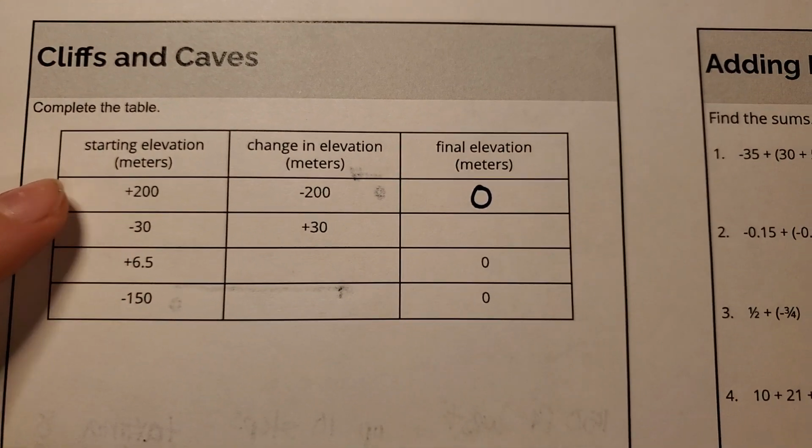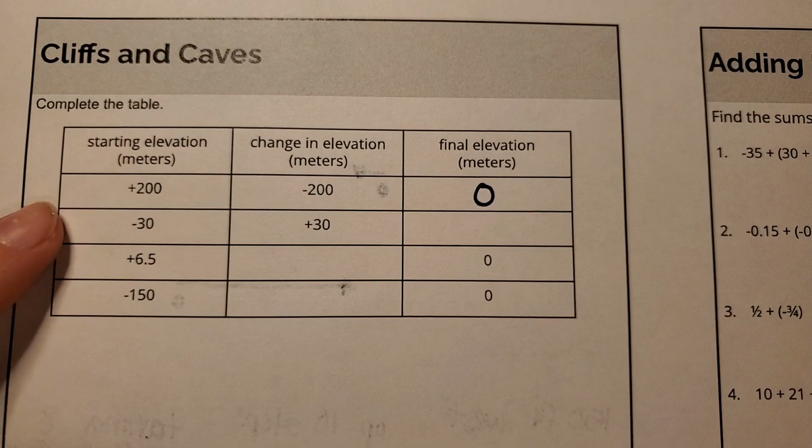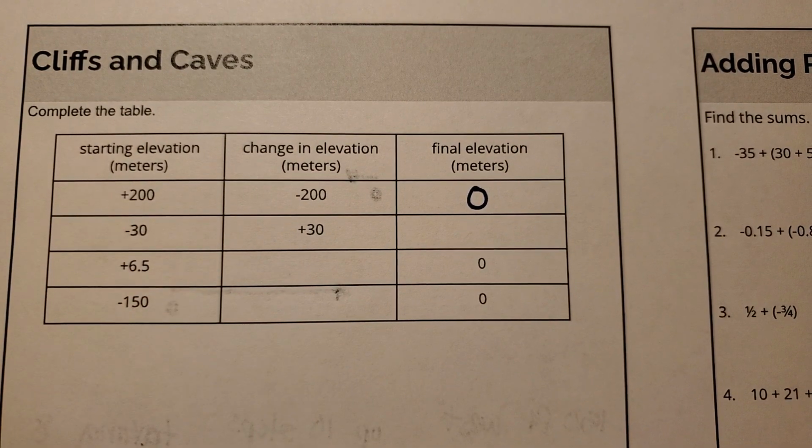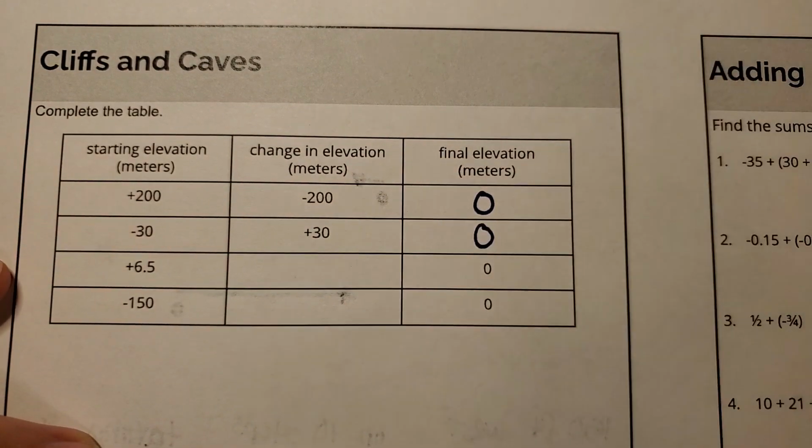Okay, for this one, we went down 30. We're at a negative 30. Our change in elevation is a positive 30, so we're going back up 30. Again, we're doing the opposite. We're going to end up at 0.